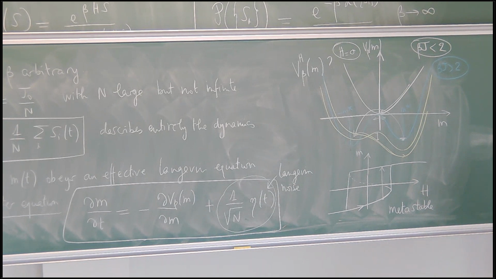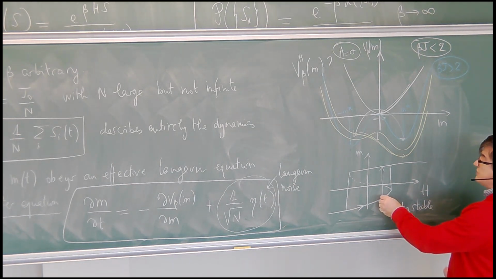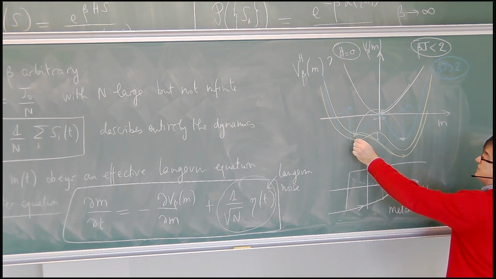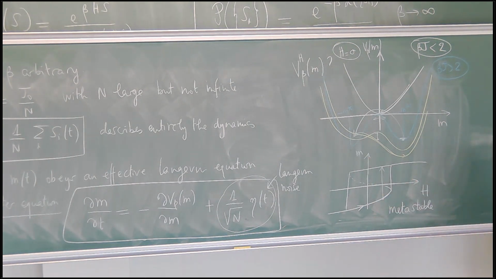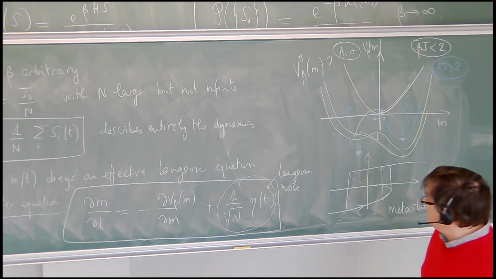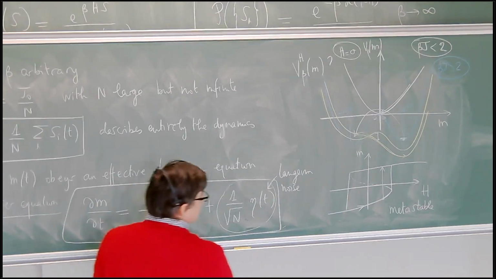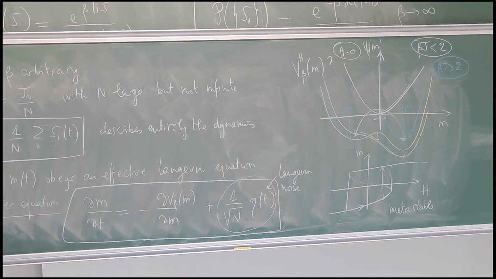And the question is, how long will it take for the system to jump, even if it's stuck in one of the wells, in the strict mean field case, in the strict n going to infinity case? How long would it take for the system to actually realize that it shouldn't be there? It should be on the other minimum.